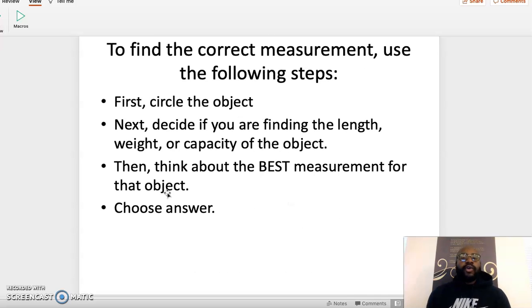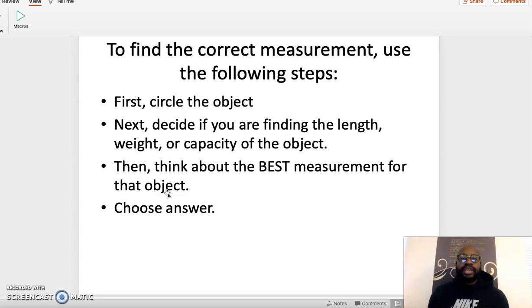For today, in order to figure out which one of these we are using, these are the steps we're going to use. The first step is to circle the object or whatever it is they're asking us to figure out. We're going to circle that first. After we circle it, we are then going to think about, are we finding the length, the weight, or the capacity? That's important because that tells us which type of measurement we are going to use. Then we're going to stop and think about, okay, if I'm finding the length, which one of those makes the most sense? If I'm finding the capacity, is that liters or kiloliters? And then finally, we are going to choose the answer.